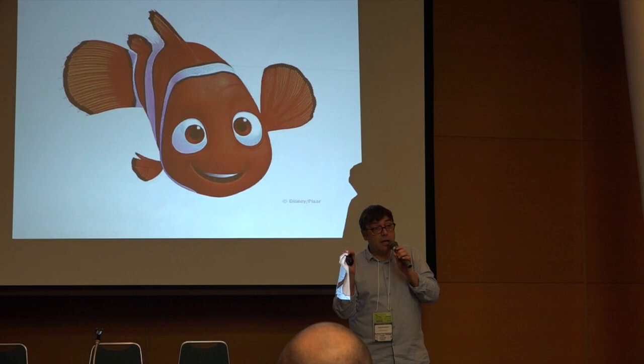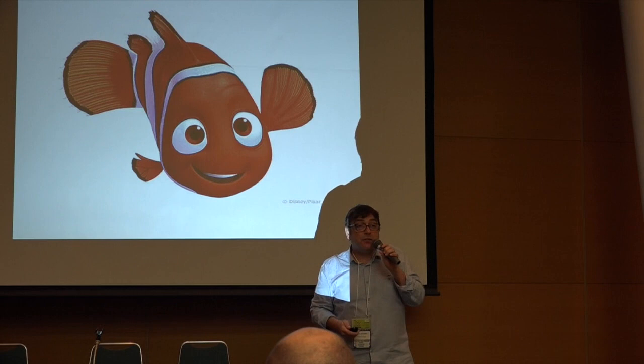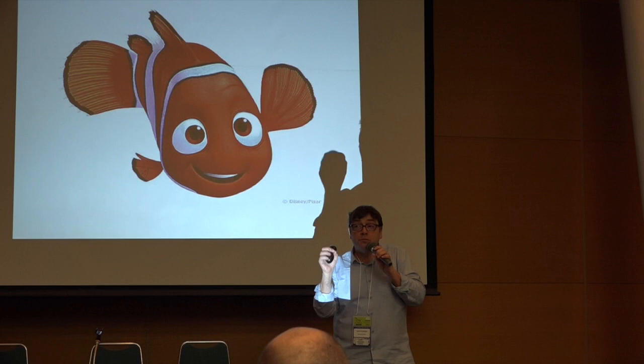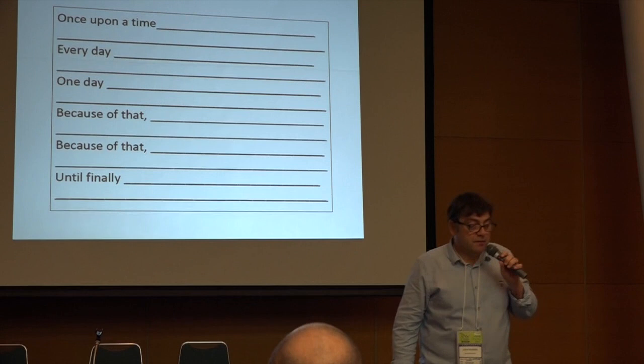They get all their people in one room, and those people have a secret code, and it's a six-sentence structure. And if you think critically about any Pixar film and many other films, you will discover the six-sentence structure. So you can analyze it and discover it. But I'm going to tell you it. It's this. Once upon a time, every day, one day, because of that, until finally.